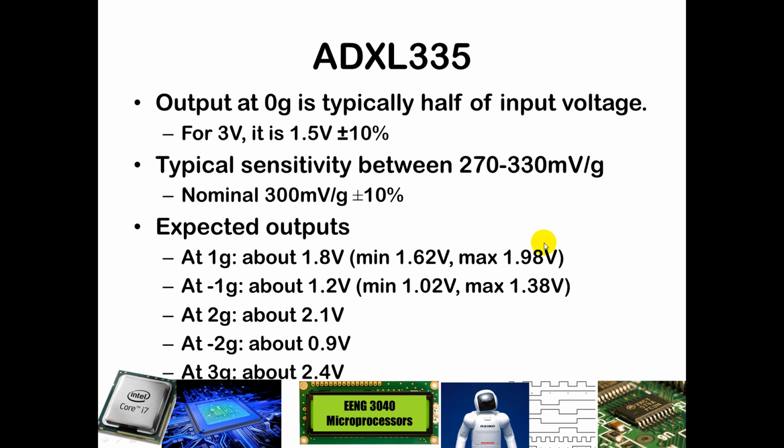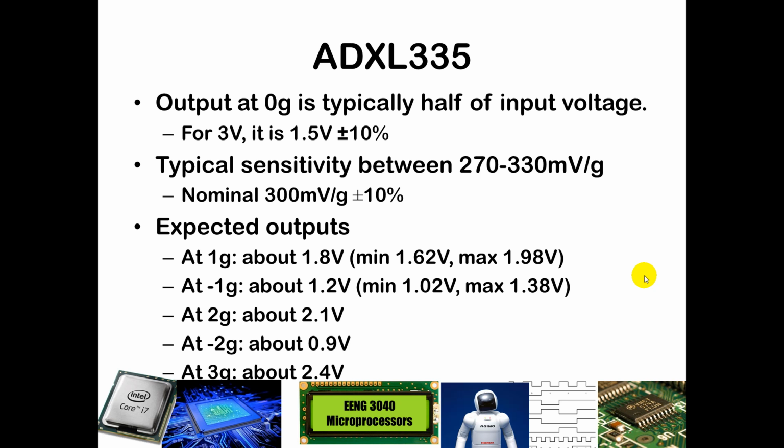You can do similar math to figure out the nominal at negative 1 G, your minimum and your maximum, and here you see your nominal at 2 G, your nominal at 3 G. And so in your in-class exercise for Friday, I will ask you to fill out a table that includes the rest of those values.